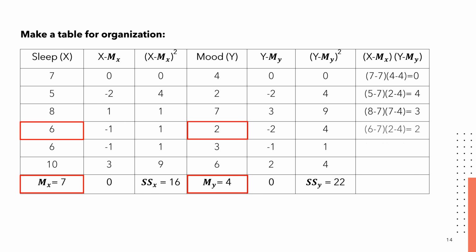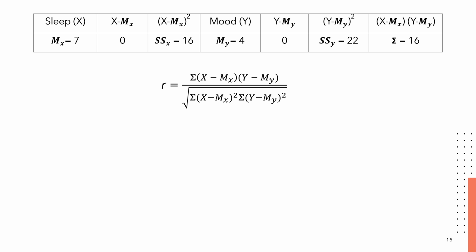Then we have 6 and 2. 6 minus 7 times 2 minus 4 is 2. Going down again, we have 6 and 3. 6 minus 7 times 3 minus 4 is 1. And lastly, we have 10 and 6. So 10 minus 7 times 6 minus 4 is 6. So from here, we sum all of these numbers, which gives us 16. This is a condensed graph showing just that last row of the table to save space on the slide. From here, we can plug our numbers into the correlation equation.